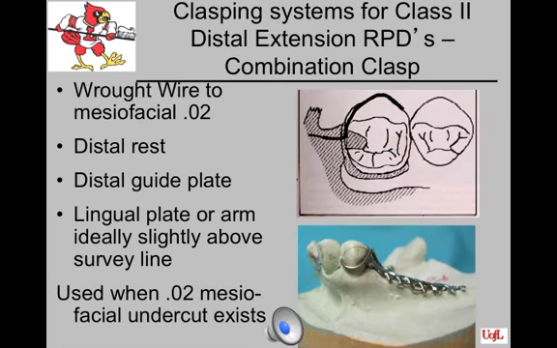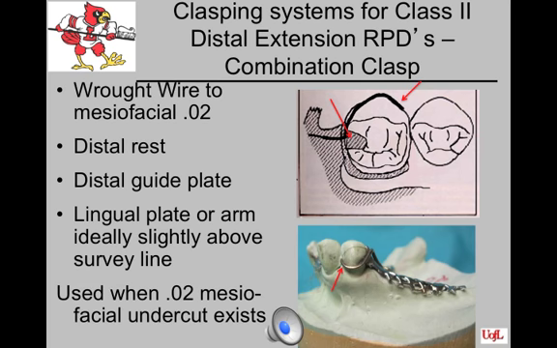The combination clasping system has a distal guide plate leading to a distal occlusal rest next to the edentulous area. The direct retainer is a wrought wire clasp that originates from the distal guide plate area and then descends to engage a 0.02 mesiofacial undercut. The first half of the wrought wire clasp should be on or slightly above the survey line, and the terminal half of the direct retainer goes below the survey line to the 0.02 mesiofacial undercut.